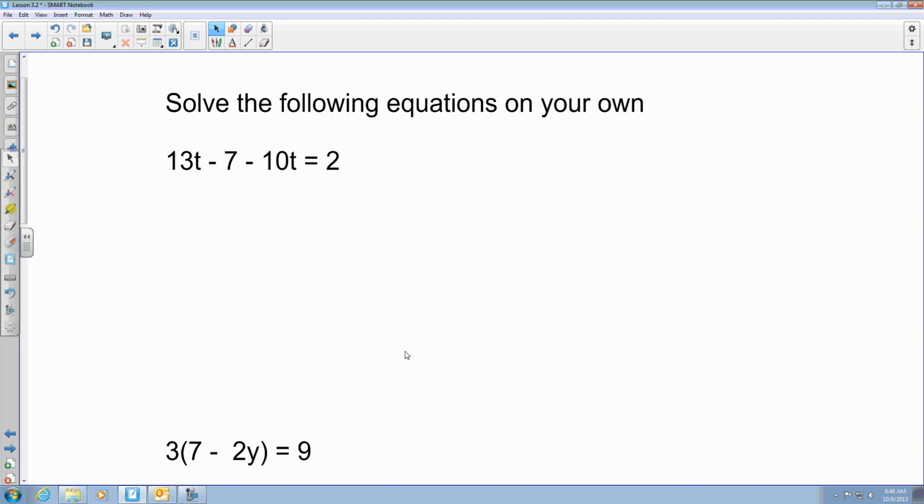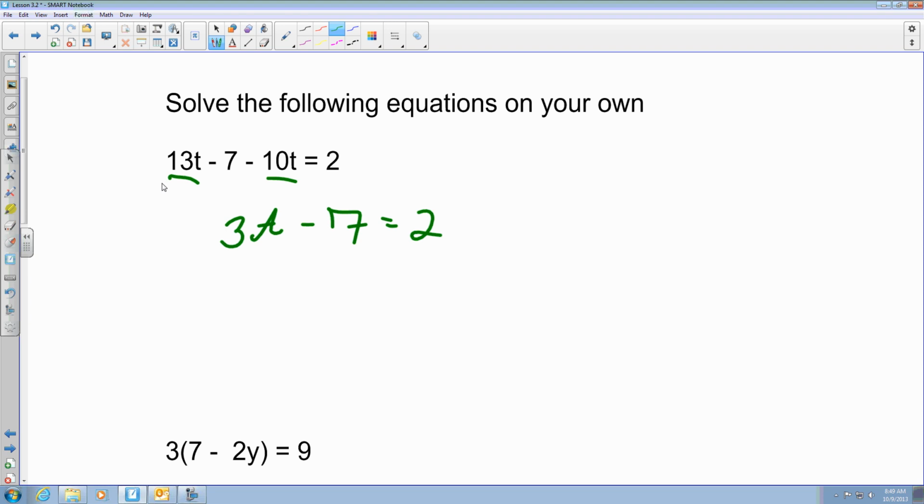So if you gave them a try, looking at the first example, you see that there's no parentheses. So all I have to do now is combine like terms, because I've got like terms here and here. So I've got 13t minus 10t, which is just going to leave me with 3t minus 7 equals 2.